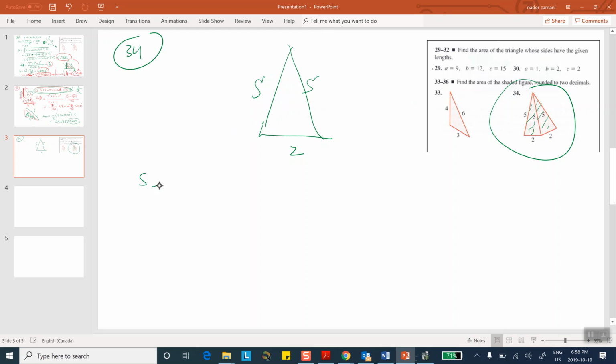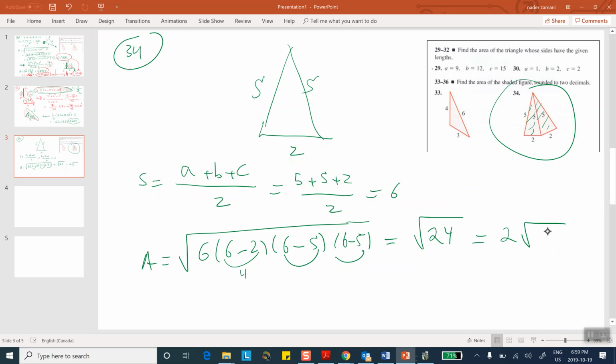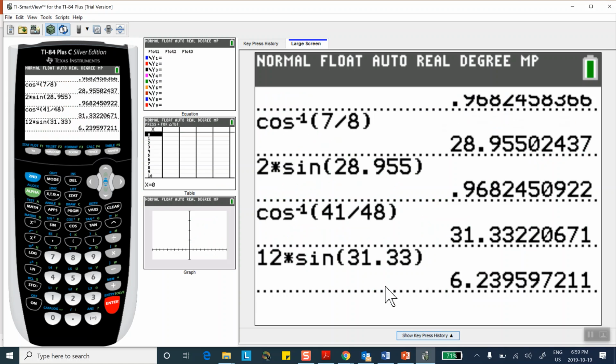So this time, let me actually do it with the formula. A plus B plus C over 2, which is 5 plus 5 plus 2 over 2, which is 6. So area is equal to square root of 6 times 6 minus 2 times 6 minus 5 times 6 minus 5. And see, these are both 1, so that's okay. And this is a 4. So square root of 24. And you put it in your calculator, or noticing that this is 2 root 6, it's up to you. 2 root 6.